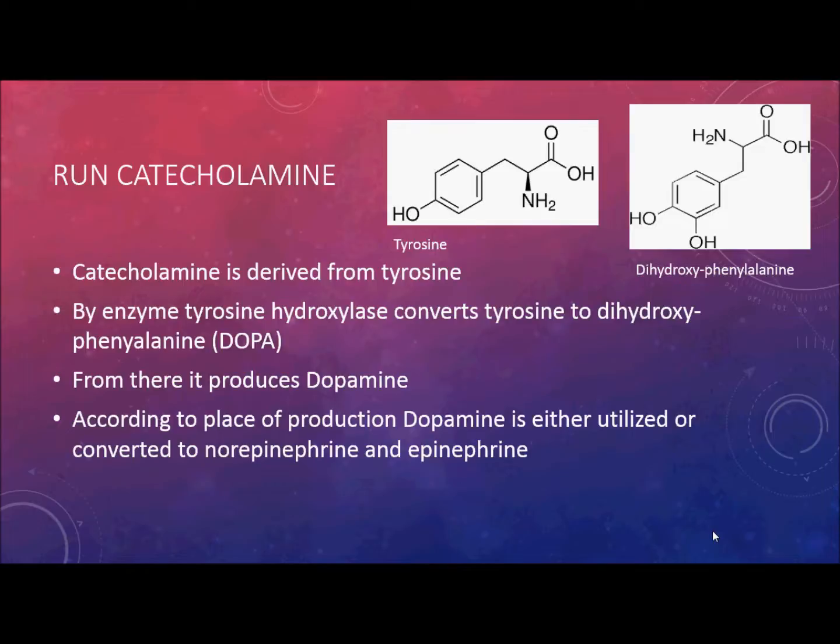Now, catecholamine is derived from tyrosine, an amino acid. The enzyme tyrosine hydroxylase converts tyrosine to dihydroxyphenylalanine, DOPA. And from there, we produce dopamine. This is further either used in the brain as a neurotransmitter, or, according to the place, it will be converted to adrenaline or epinephrine and norepinephrine. So the catecholamine means run.